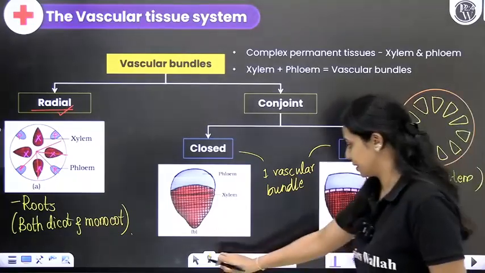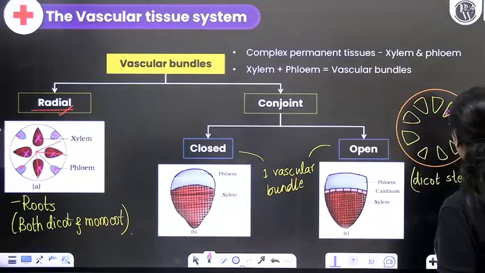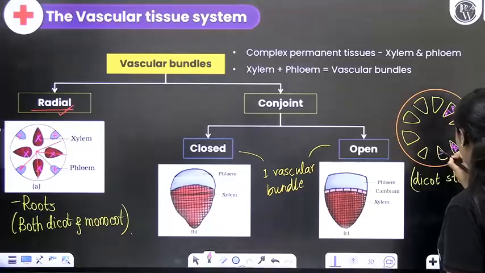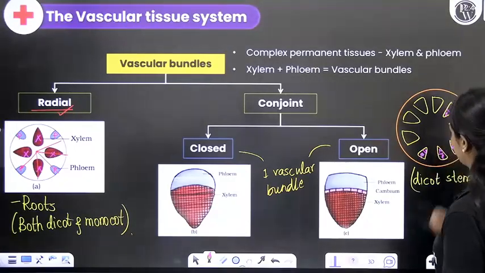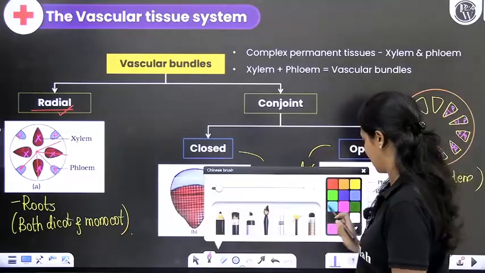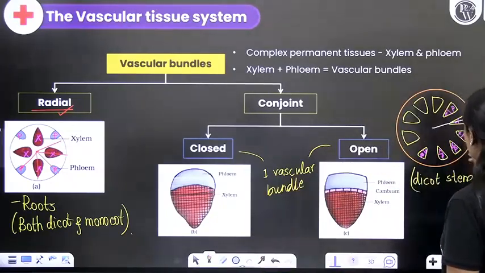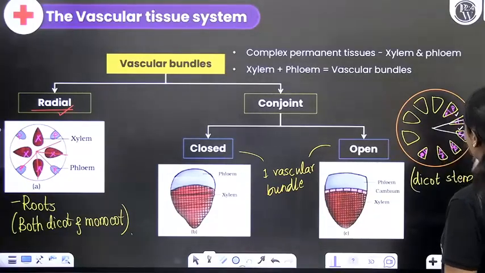Over here, you can see that towards the inside, you will have xylem. Towards the outside, you will have phloem. Xylem inside, phloem outside. Xylem inside, phloem outside. Xylem, phloem, and so on. Now look at the radius here. Take any radius. Look at this, you have xylem and phloem both in the same radius. Both in the same radius.